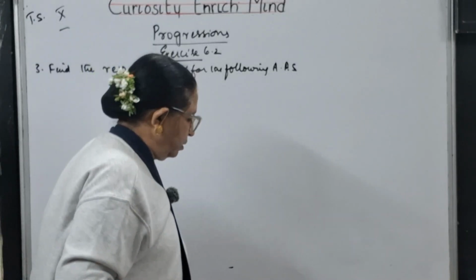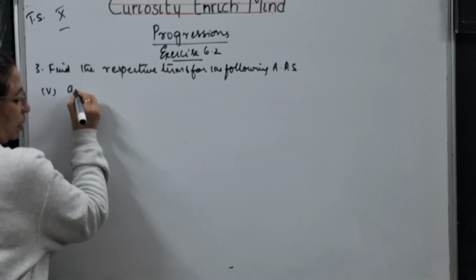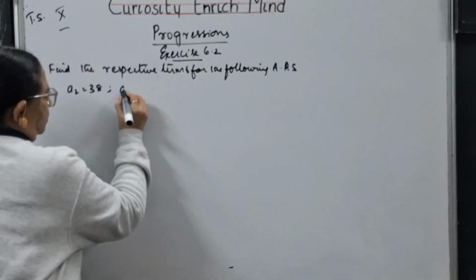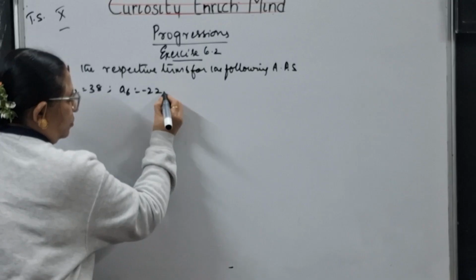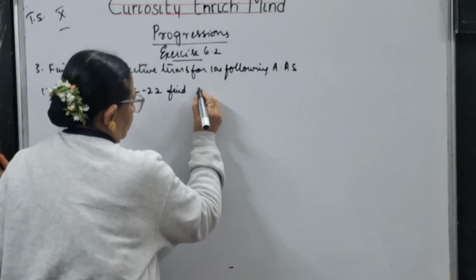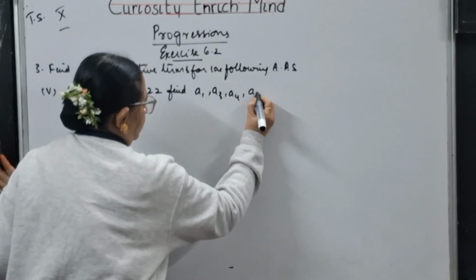Fifth bit, children. A2 is equal to 38. A6 is equal to -22. Find A1, A3, A4, A5.